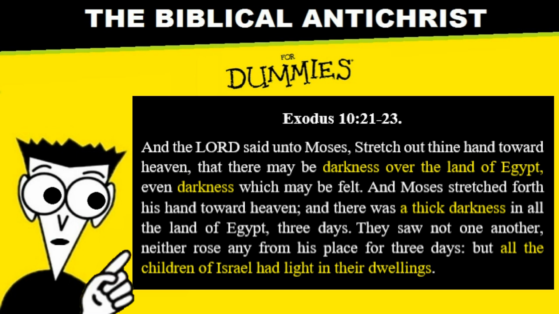This event is reported in Exodus chapter 10, verses 21 through 23. Quote, "And the Lord said unto Moses, Stretch out thine hand toward heaven, that there may be darkness over the land of Egypt, even darkness which may be felt. And Moses stretched forth his hand toward heaven. And there was a thick darkness in all the land of Egypt, 3 days. They saw not one another, neither rose any from his place for 3 days, but all the children of Israel had light in their dwellings." End quote. This phenomenon was believed by rabbinical commentators to have been a reference to the Egyptian Shamsin.